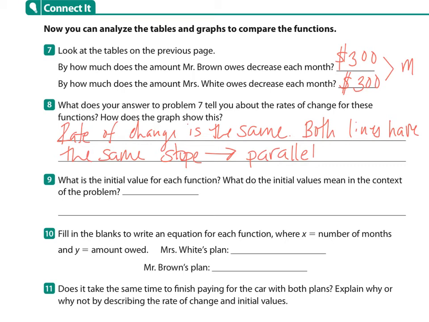Cool. All right, what's the initial value for each function? And what do the initial values mean in the context of the problem? Well, the initial value is how much they bought the car for. So I already gave this one a little bit away. Our initial values, we had 2,400 and 3,000. So this is the amount we purchased the car for.